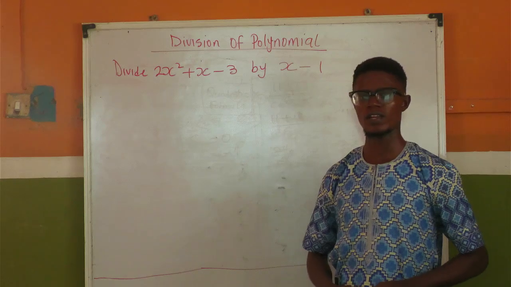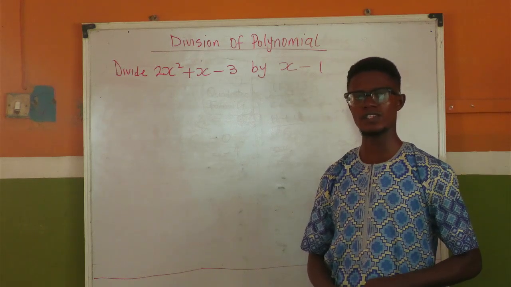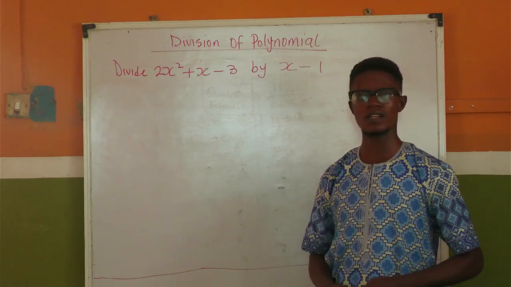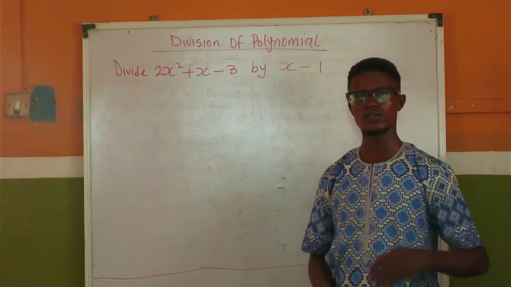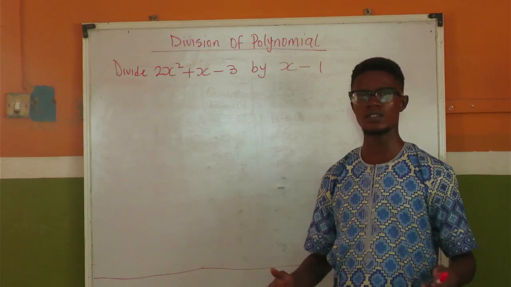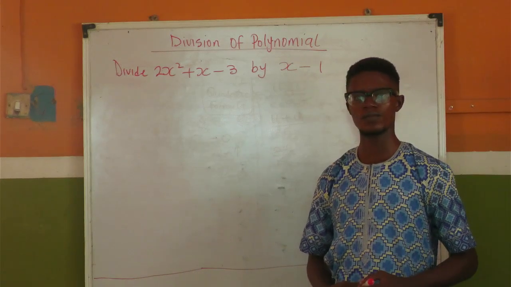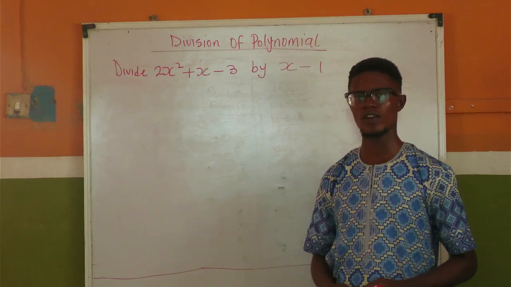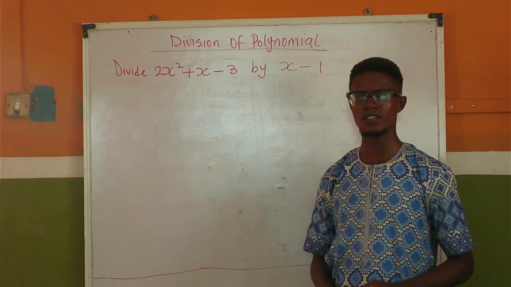Today's class we're going to be looking at the division of a polynomial of any degree. Now you will have learned that a polynomial can range from a degree 2 to as high as a degree 6, 7, 8, 9, 10. But for purpose of solution, we are going to be dealing with polynomials with much lower degrees.